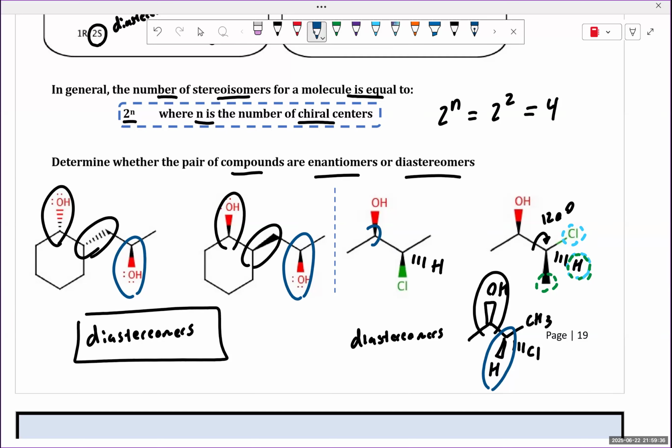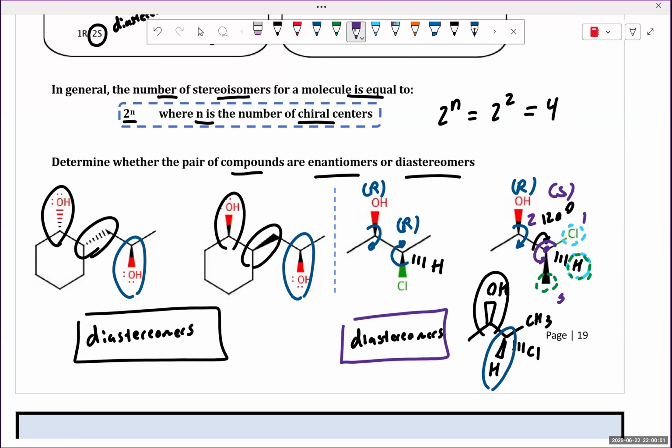So this stereocenter has an R configuration. This stereocenter has an R configuration. In the second case, we have an R configuration, and at this center, 1, 2, 3, we have an S configuration. So as you can see, we have a different configuration at one or more, but not all of the stereocenters. So these would be diastereomers. You can either assign the configurations or you can redraw your molecule and compare. Both methods work.